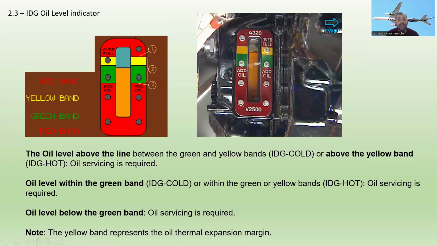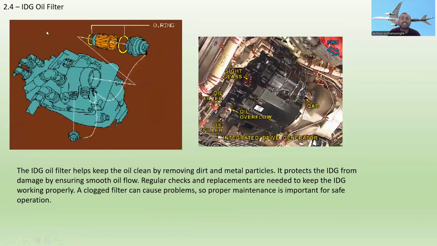Note the yellow band represents the oil thermal expansion margin. The yellow band represents the oil thermal expansion, meaning when the IDG is hot, the oil is a little bit thermally expanded. Okay, right.